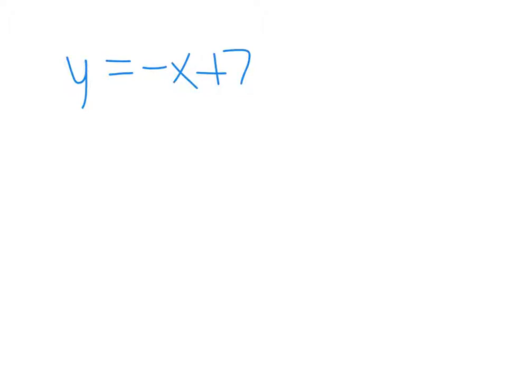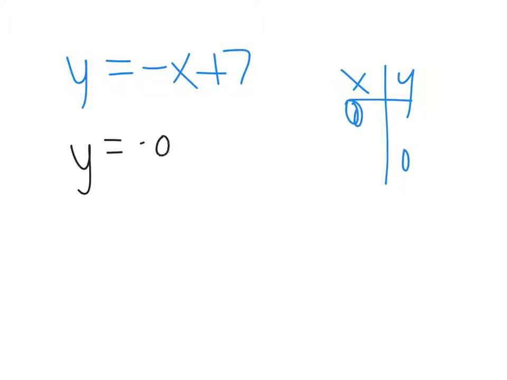So let's say a line is not in standard form. You can still use this method by just plugging in 0 for x and 0 for y. And sometimes it works pretty well. If I do this problem here, for 0 for x, it would end up being y is equal to negative 0 plus 7. So it's just going to be equal to 7. So when x is 0, y is 7.